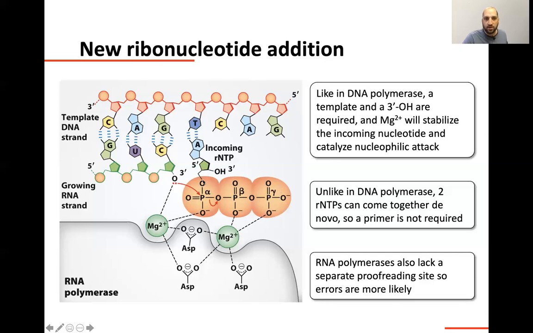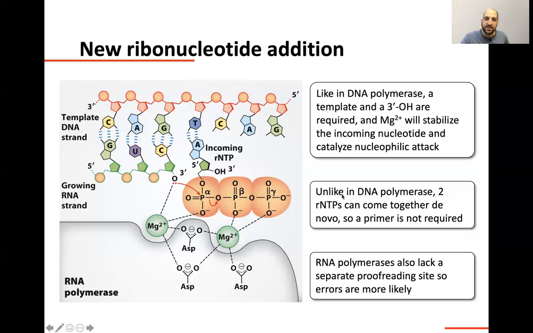So we've got a new RNTP that's coming in. The 5' phosphate group is being attacked by the 3' oxygen, and we're forming a new bond as part of that.